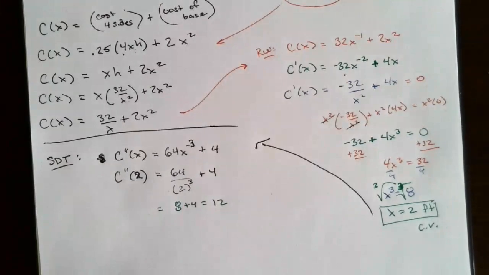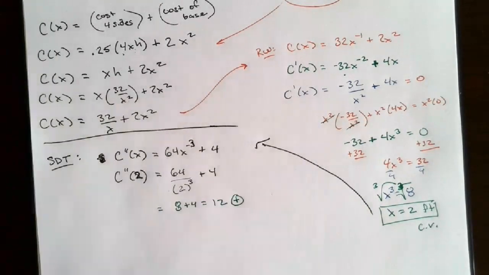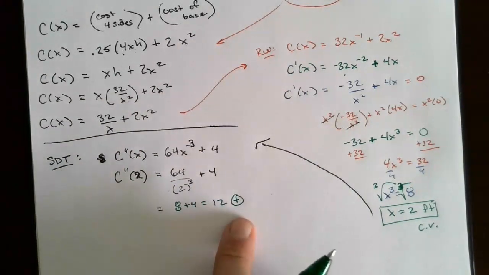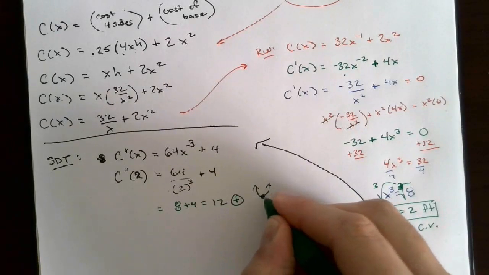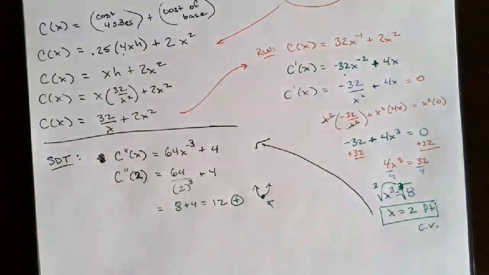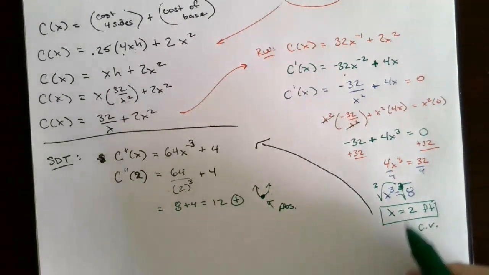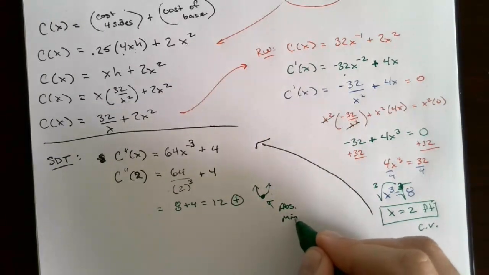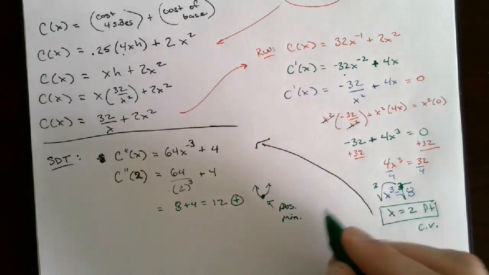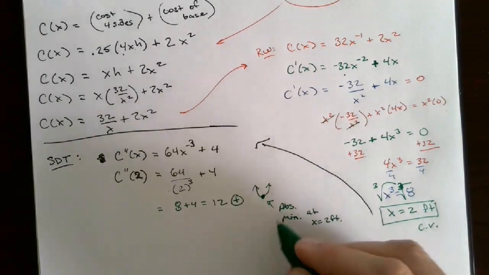What's important about that? Well, the important thing is that this is positive. So second derivative test, I want to know if this is positive. If the second derivative is positive, what's the concavity? Well, it's concave up. If it's concave up, that tells you that your critical value is going to be an absolute, because there's only one critical value, and it's going to be an absolute minimum because it's at the bottom. So we have an absolute minimum at x equals 2 feet.